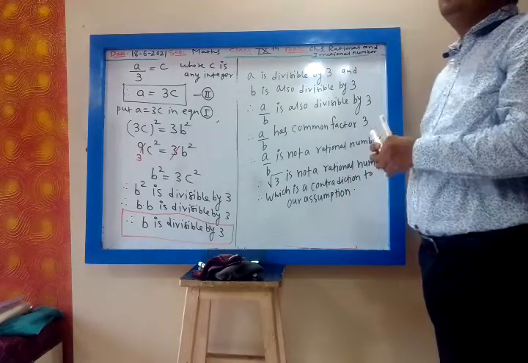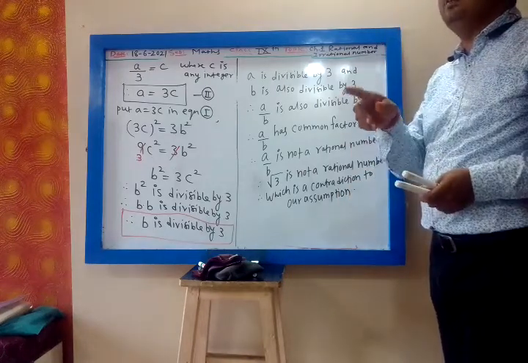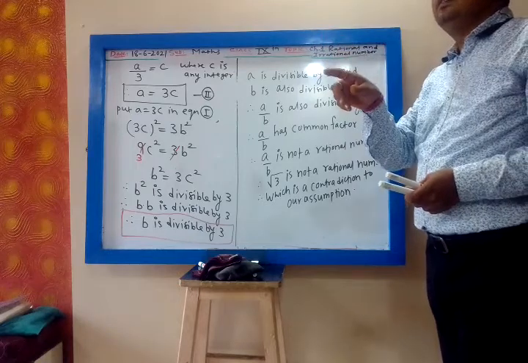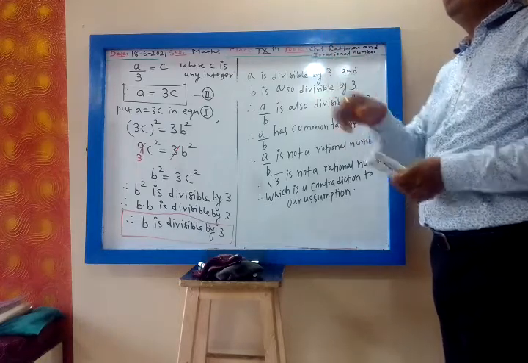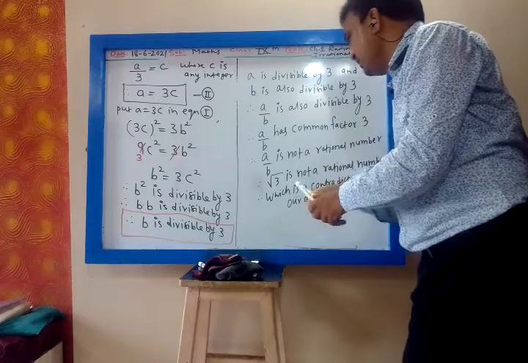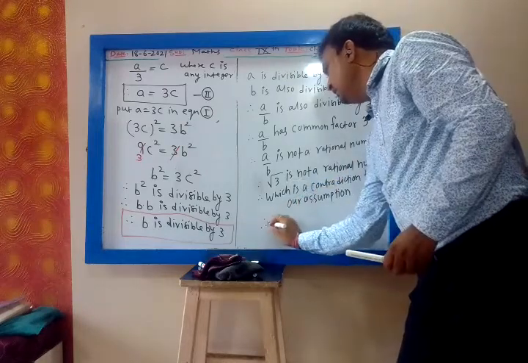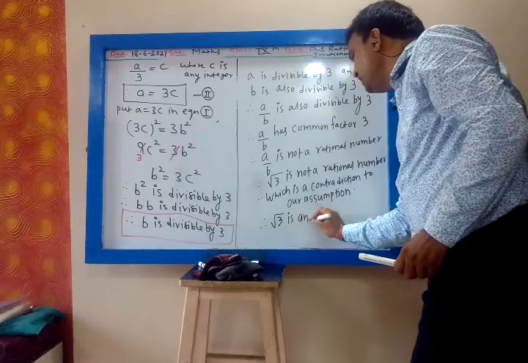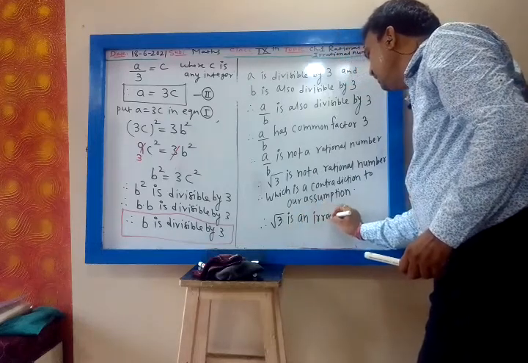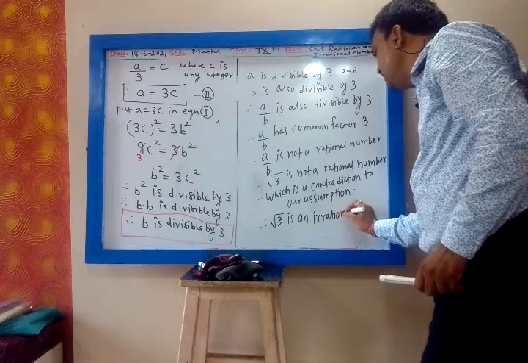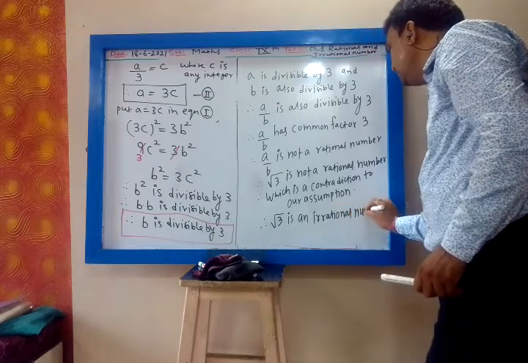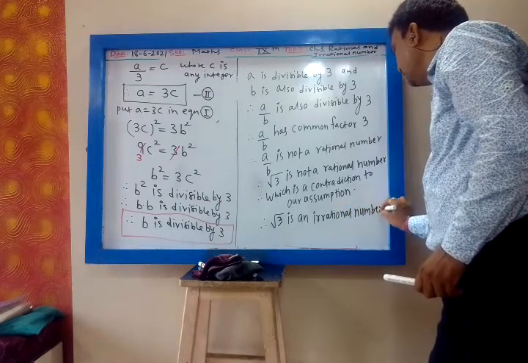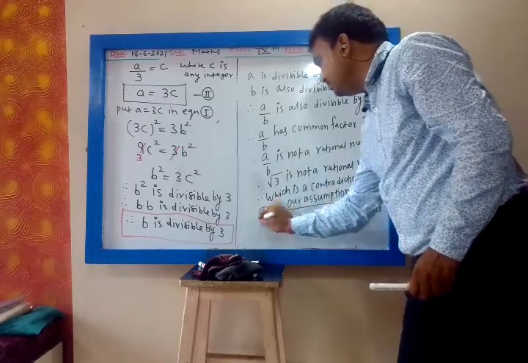So what was the wrong assumption? Root 3 is a rational number is the wrong assumption. So if the assumption is wrong, that means root 3 is an irrational number. And this completes the proof.